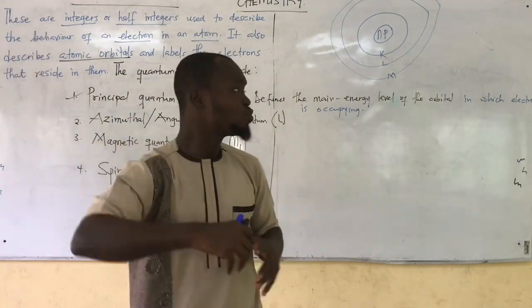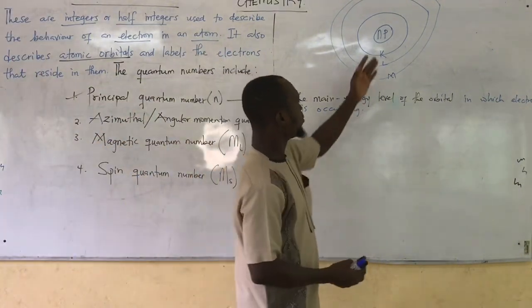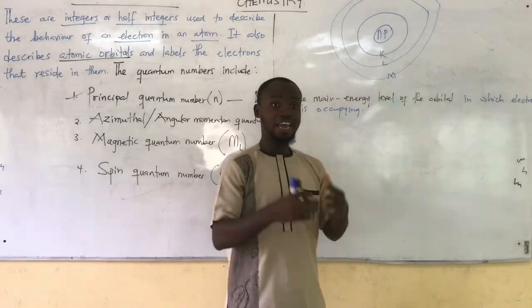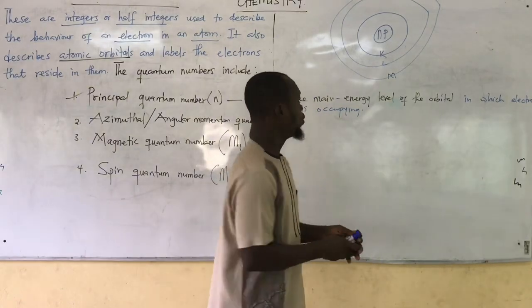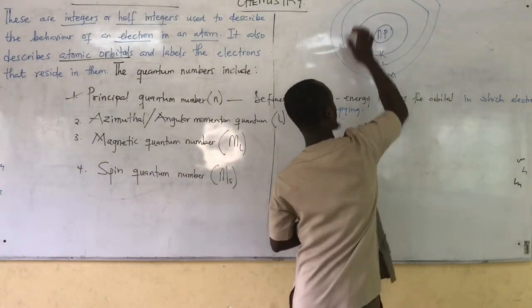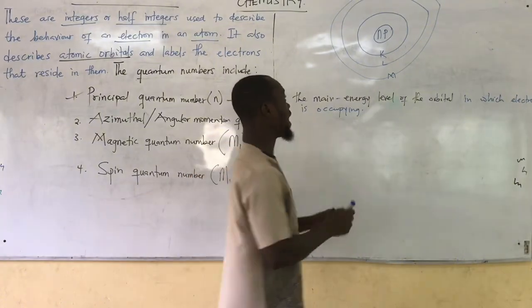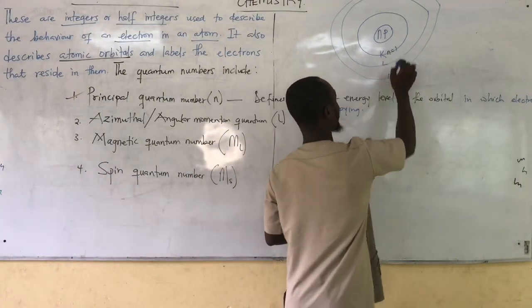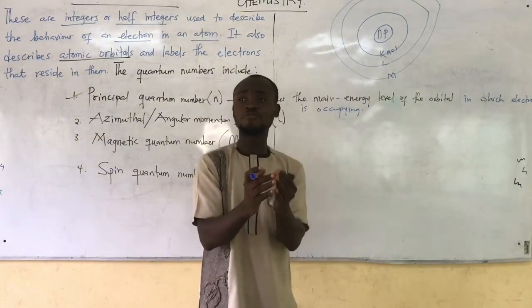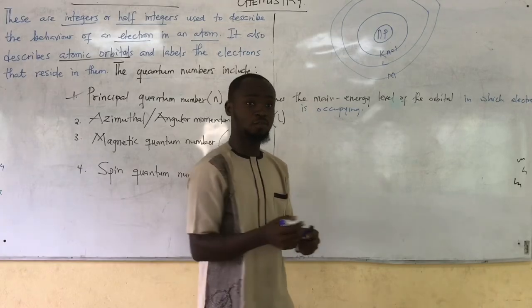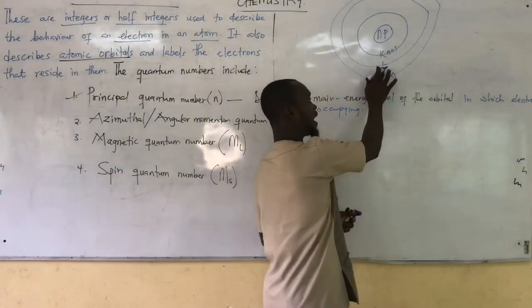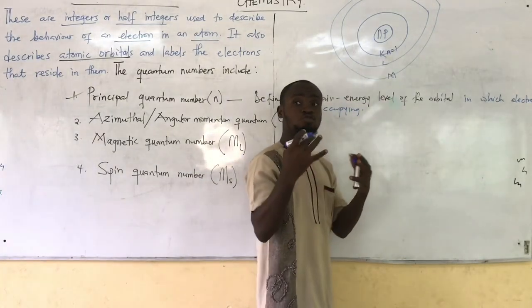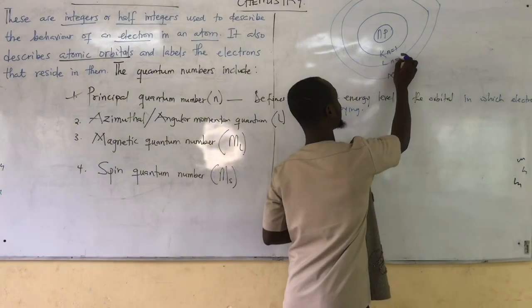So it simply means that when we take our shell, which indicates the n, or the principal quantum number, we can say that the first shell, or the first energy level, should be n is equal to 1. That is principal quantum number 1, or the first energy level, or the first shell. And then we go on to the second one, that is the L shell. We can say that n is equal to 2.